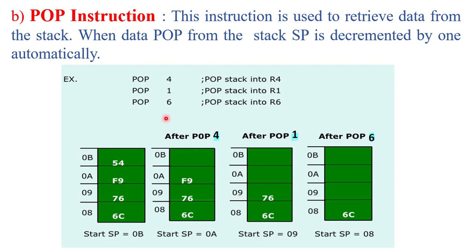Next instruction is POP 6. This instruction tells that pop the data from the stack area and store it in the R6 register. So where do we pop the data from? From the 09H location, because the stack pointer points to the 09H location. So from 09H we pop data and store it into the R6 register. When this instruction is executed, again the stack pointer is decremented by 1. So in this way the POP instruction is executed.